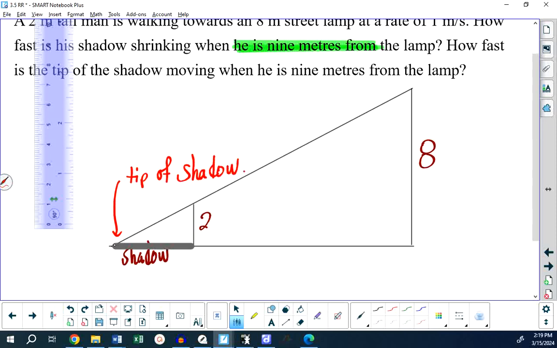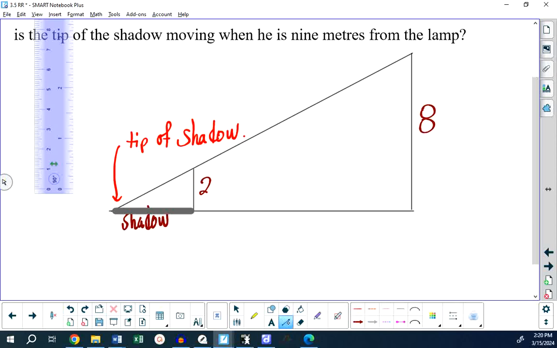And the tip of the shadow is going to be moving. The man is walking. First of all, why is the shadow changing size? Because, let's face it, it says find the rate at which the length of the shadow is changing. In fact, we would probably want to call this S. I'm going to call it S. It's a variable. The shadow is going to be changing length. Why?